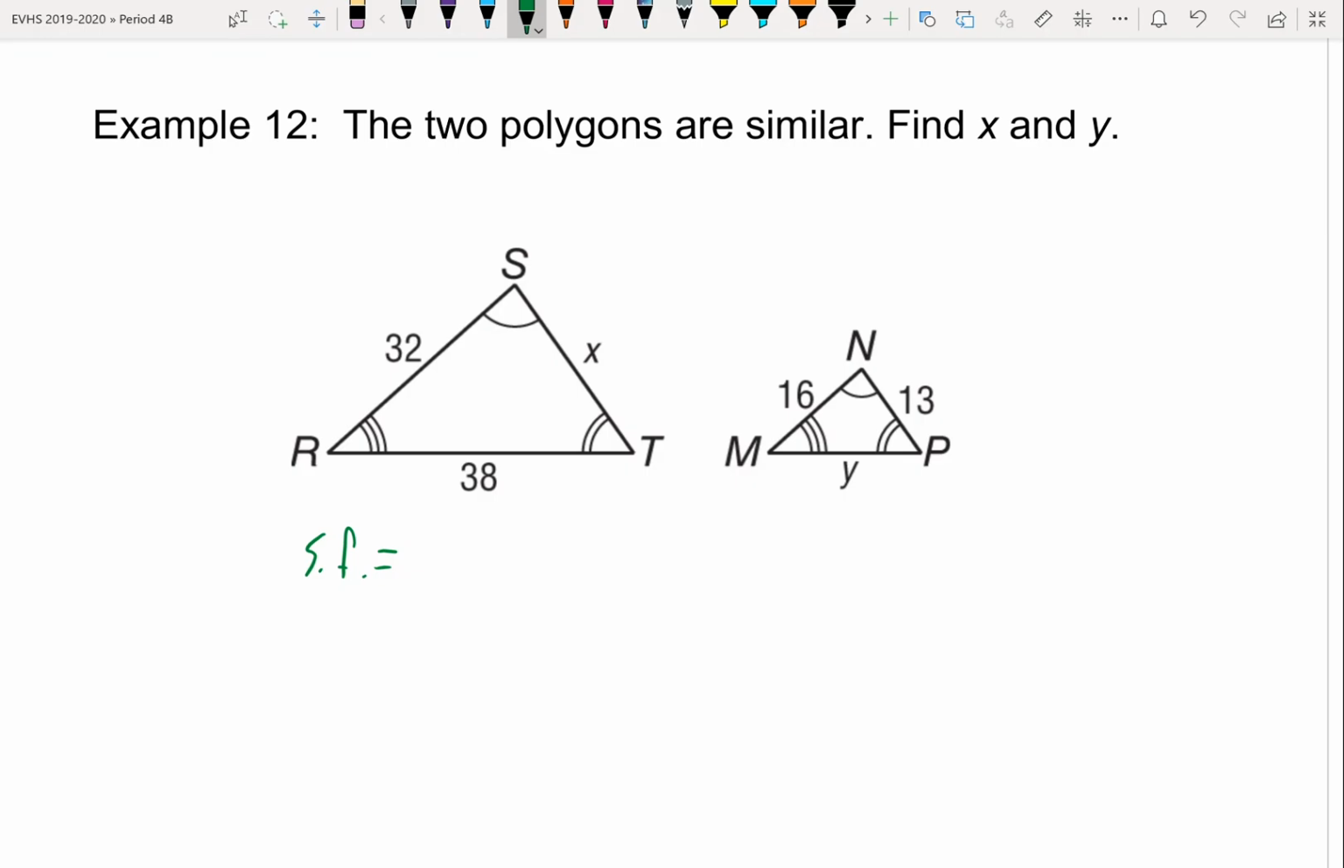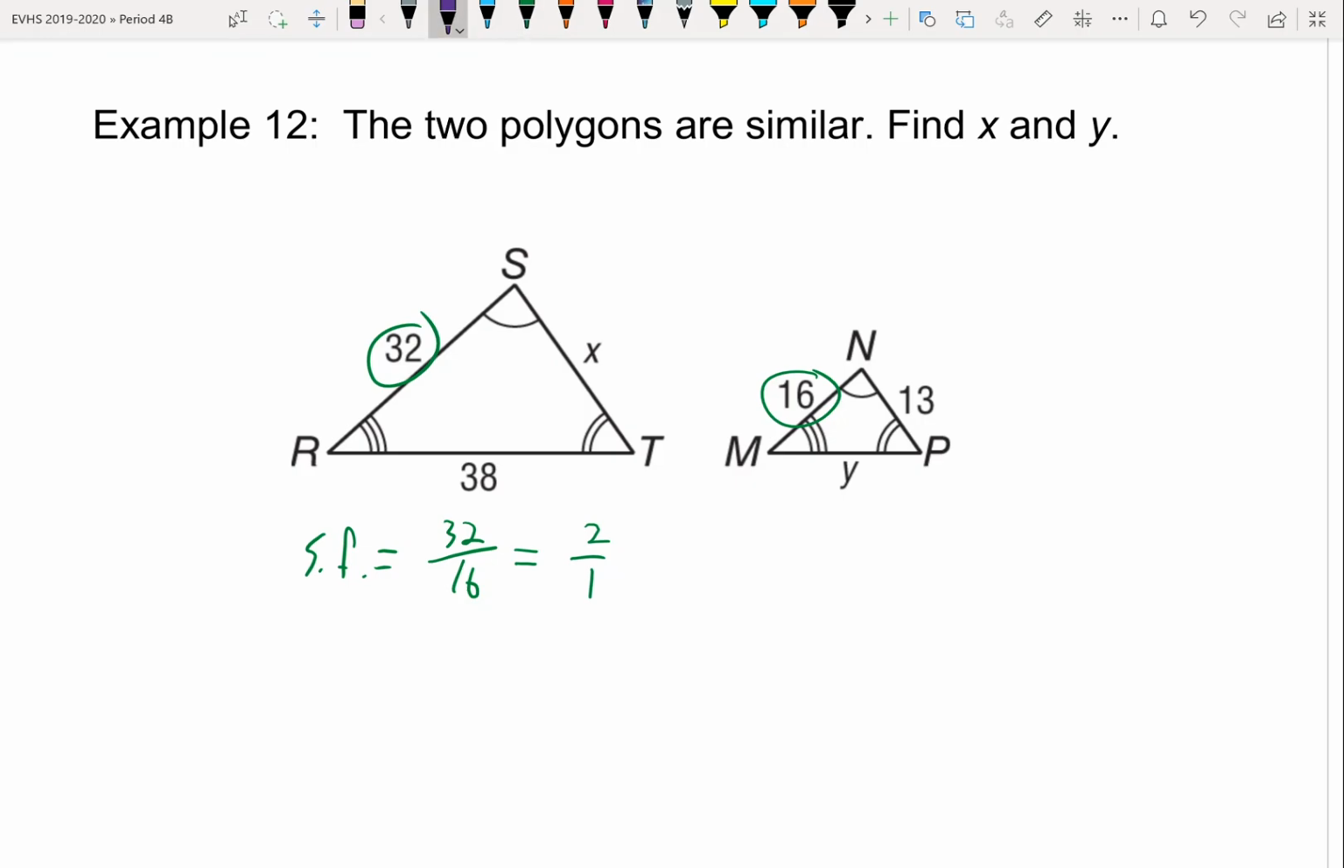Okay, do you see any set of corresponding sides where I know both numbers? SR and MN. So 32 over 16 reduces to 2 over 1.